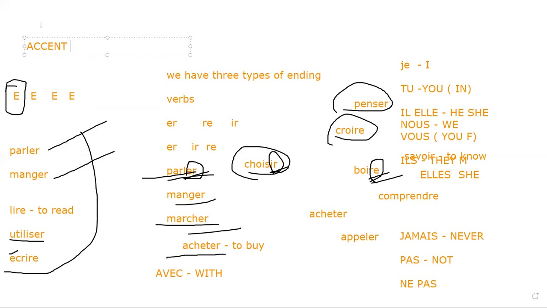But here we have a symbol. If there is no symbol at the top of the E, we have a simple sound. Now, if we have a symbol at the top of the E, going from bottom to top towards the right hand side, this is the sound "A".